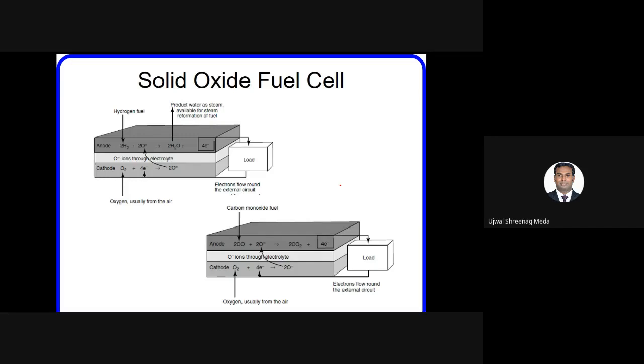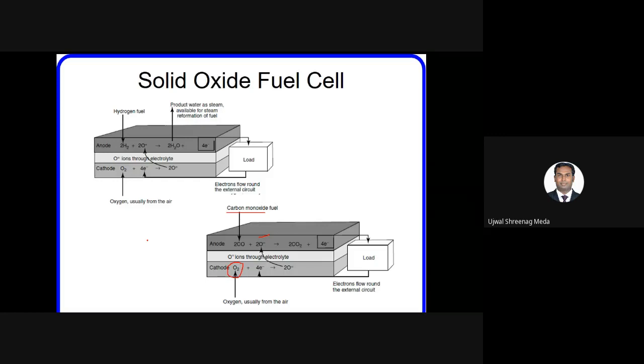And if we look at the reactions, when carbon monoxide is the fuel, instead of hydrogen, that carbon monoxide combines with the O2 minus, forming CO2, and electrons are generated. These electrons pass through the external circuit. These electrons are accepted by O2. O2 gets reduced, regenerating O2 minus. The same O2 minus reaches the anode through the electrolyte. This is about the reactions.